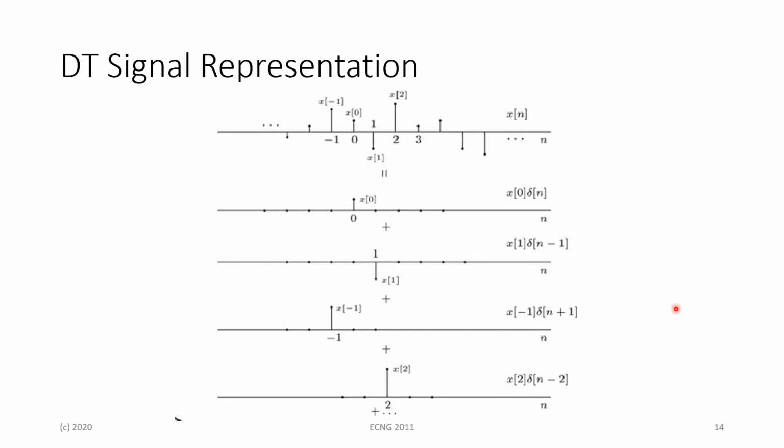So it operates similarly to our continuous time signal for extraction of values. If you were sampling values, it's basically the same operation. You multiply by the x of whatever value that you want, and then you say delta of n minus that value or n plus that value in order to extract out a particular value that you require.